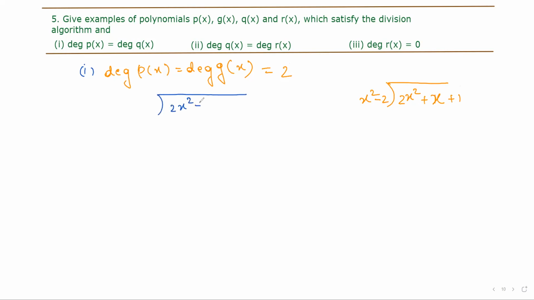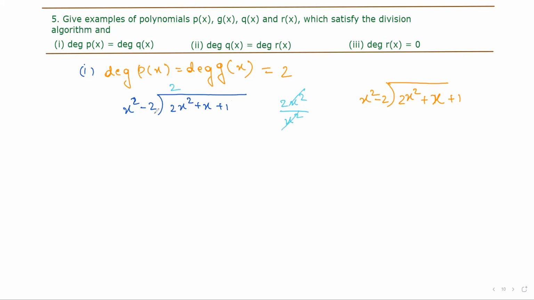2x square plus x plus 1, x square minus 2. All you need is degree of p of x should be equal to degree of g of x. P of x is your dividend and g of x is your divisor. Both the degrees are same, means the maximum powers are same. You divide this, you will get 2x square divided by x square.